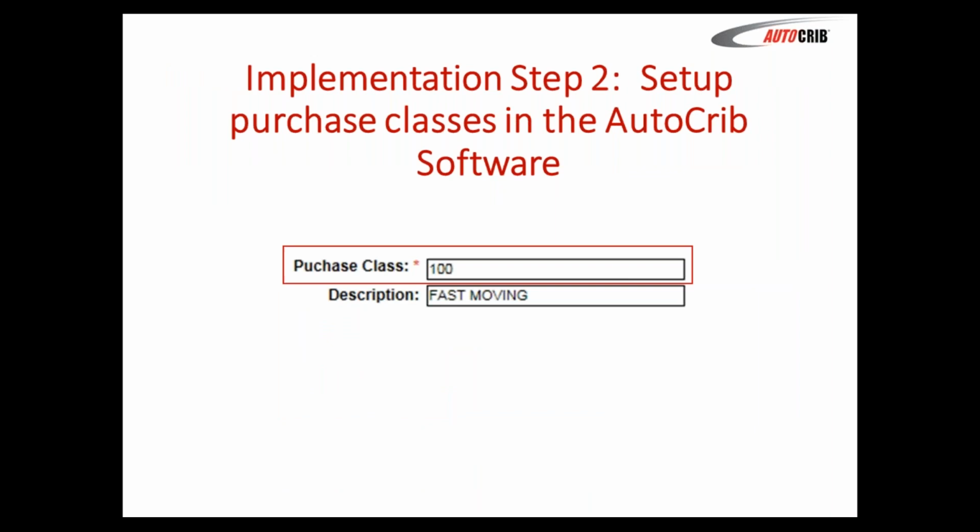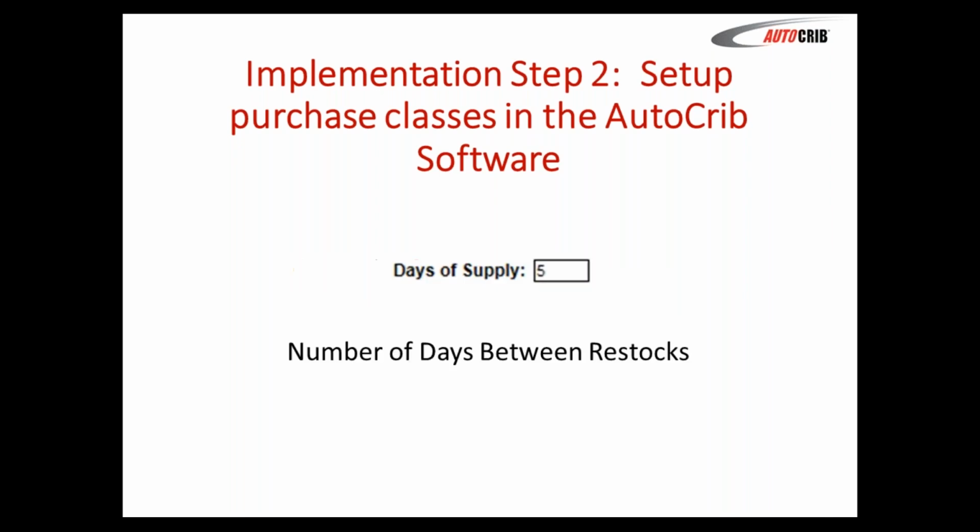The Purchase Class field is a user-definable purchase class code field, which must be unique for each purchase class. The purchase class description field is user-definable and should describe the purchase class, for example, fast-moving. In the days of supply field, enter the number of days between restocks without running out of inventory.